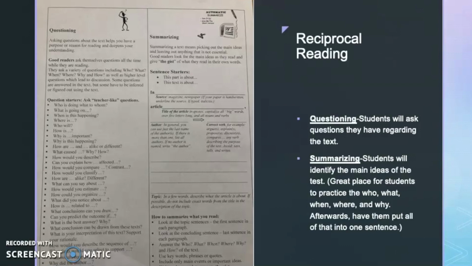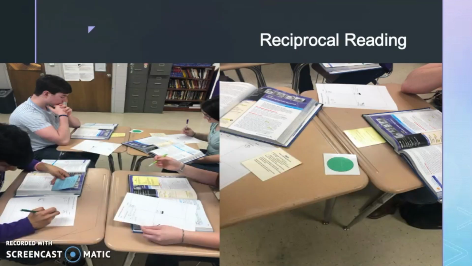And then the last part, the fourth student, or you may want to have all your students within the group work on this together, they are once again identifying the summary. They are identifying the who, the what, the when, the where, and the why. And furthermore, they'll put all that information in one sentence to provide a great summary of what they just read about. Here is a picture from the beginning of the year where my students were doing reciprocal reading.